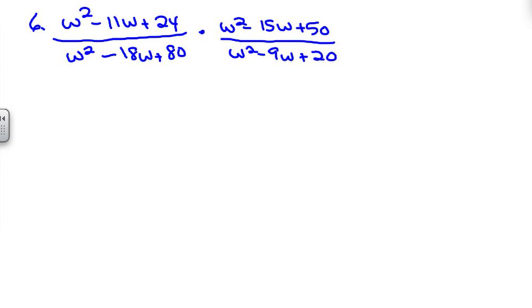Another multiplication problem, all easy trinomial factoring. Factors of 24 that add to give you negative 11 are negative 3, negative 8.